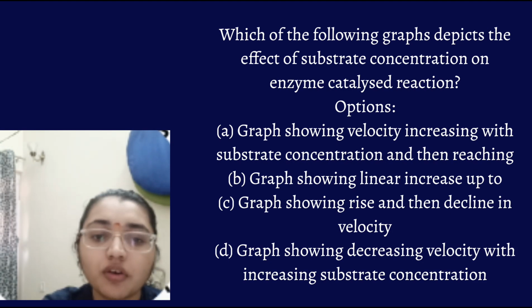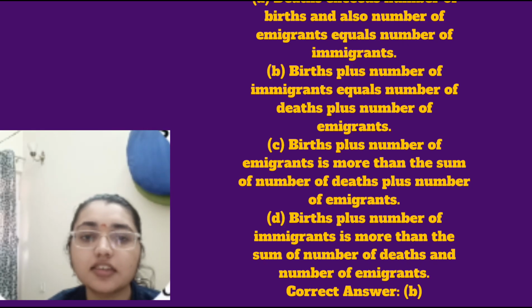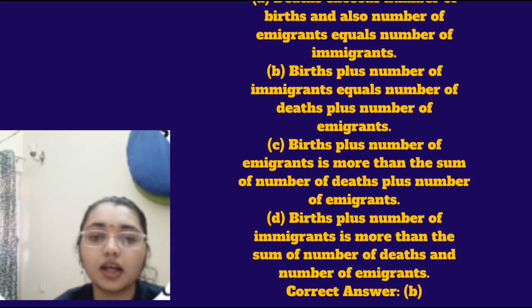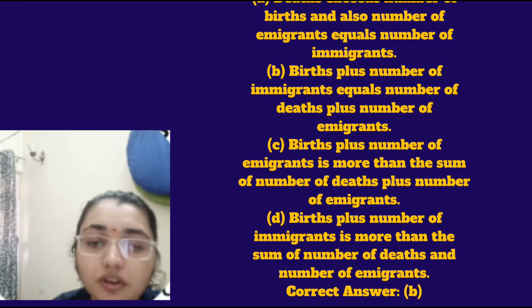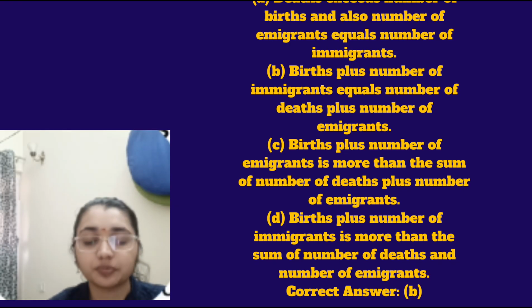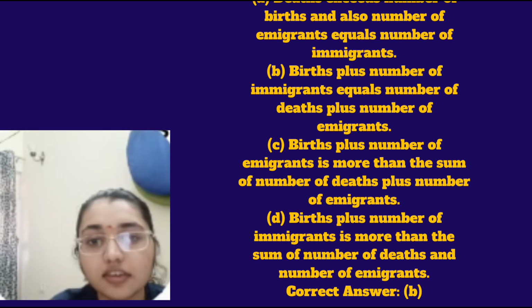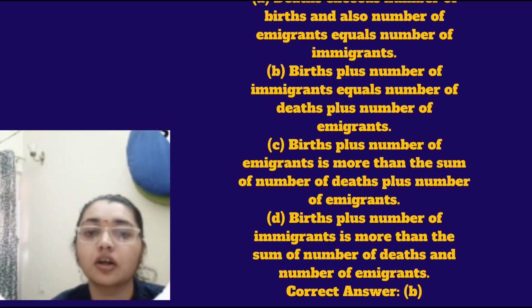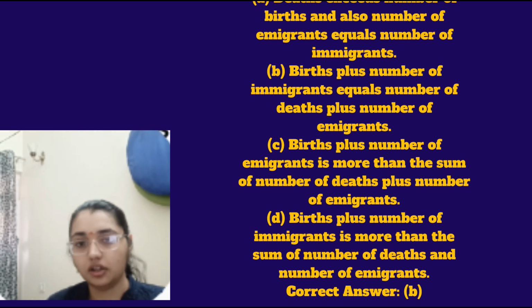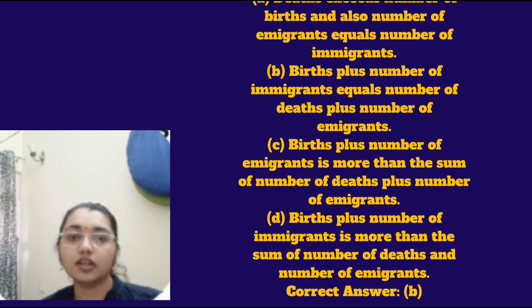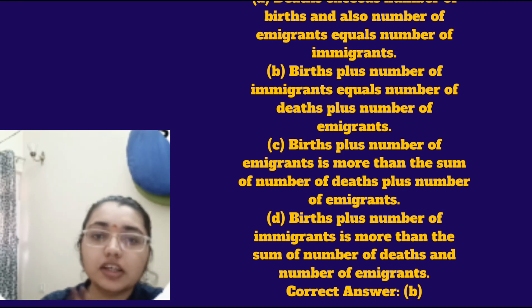Next question is, when will the population density increase under special conditions? Option A, deaths exceeding the number of births and the number of emigrants equal to the number of immigrants. Option B, births plus the number of immigrants equal to the number of deaths plus the number of emigrants. Here the correct answer is option B. The second option is correct here. The births plus the number of immigrants equal the number of deaths plus the emigrants. So B is the correct option.